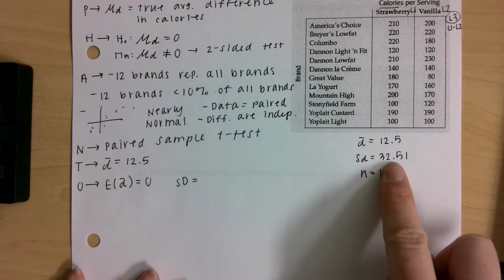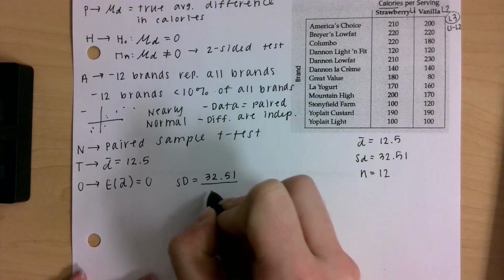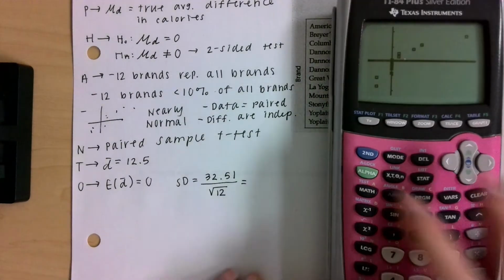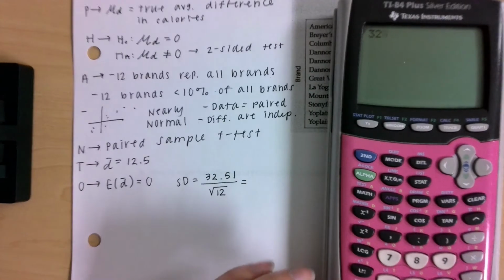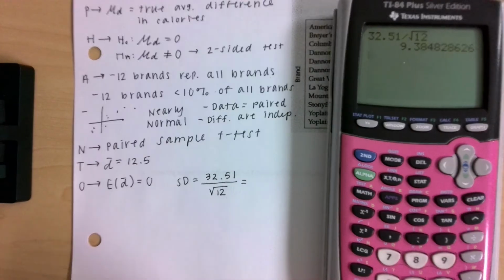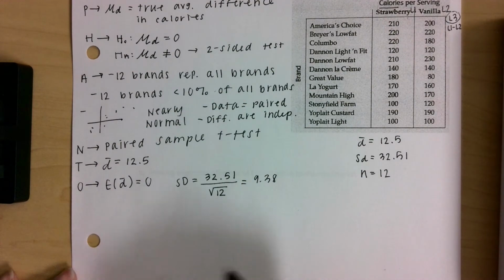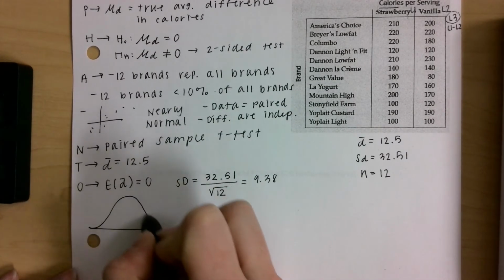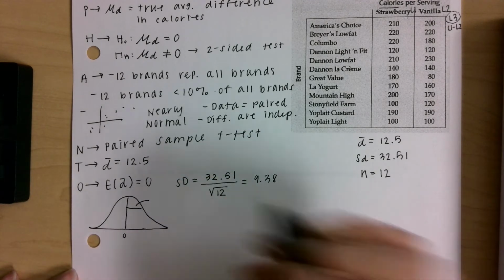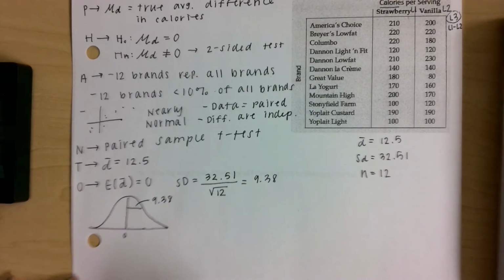When I go to find my standard deviation, we will take the standard deviation from our sample, so the 32.51, and divide by square root of n, which is 12. Let's go ahead and type this in. So 9.38. Once I have a mean and standard deviation, I'm good to draw my model. My mean is at 0, and my standard deviation at 9.38.